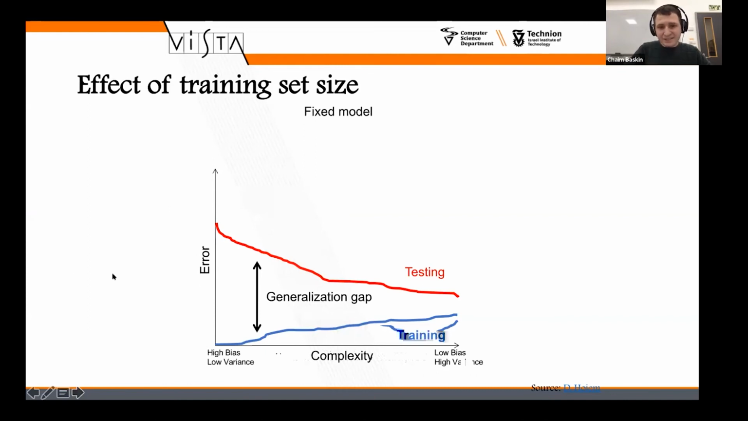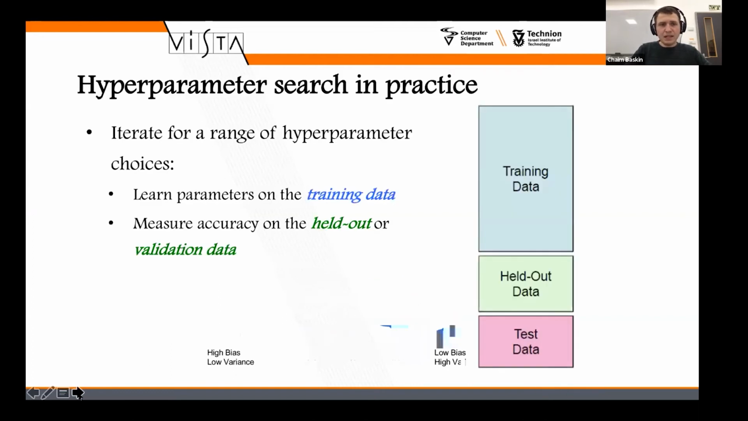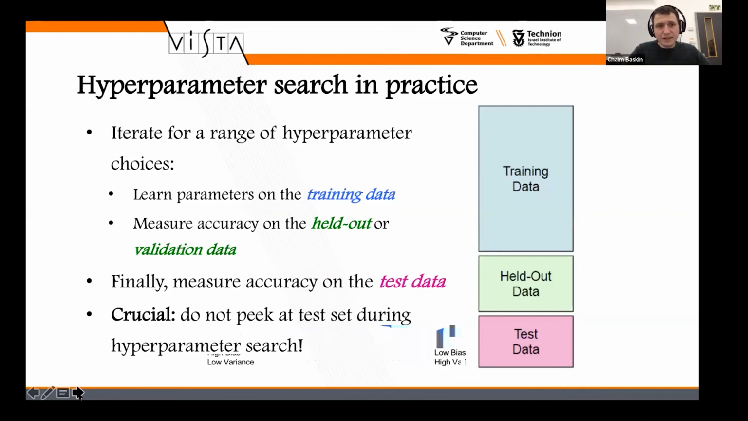This is actually the generalization gap. So we want to minimize it. So we have hyperparameter searching in practice. We iterate over a range of hyperparameters, learn parameters on training, and measure accuracy on the validation set. Finally, we test our model on test data, and we want to make the generalization gap as small as we can by making a good trade-off. So you want a small training error, and also the gap between the test error and the training error to be as small as possible.